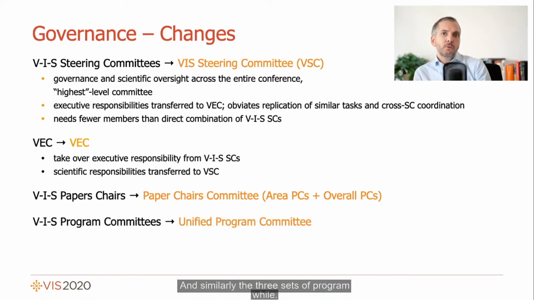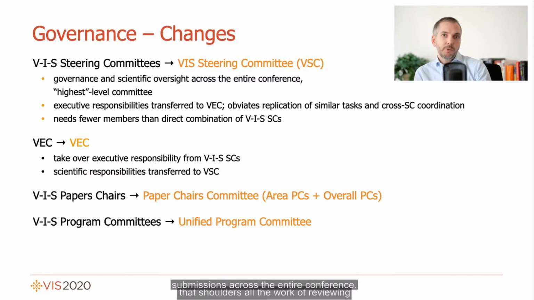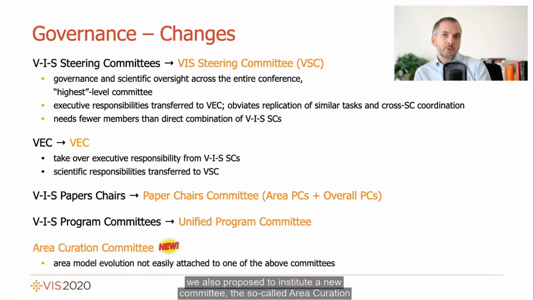And similarly, the 3 sets of program committees are replaced by a unified program committee that shoulders all the work of reviewing submissions across the entire conference. So, in addition to unifying existing structures and providing for a clearer separation of concerns, we also propose to institute a new committee, the so-called Area Curation Committee, which is tasked with observing and guiding the area model.